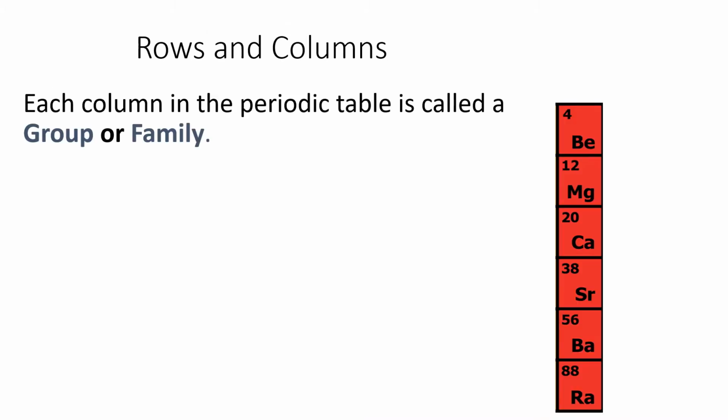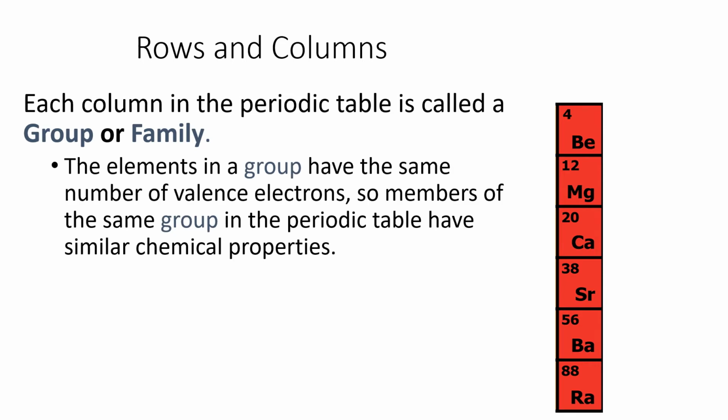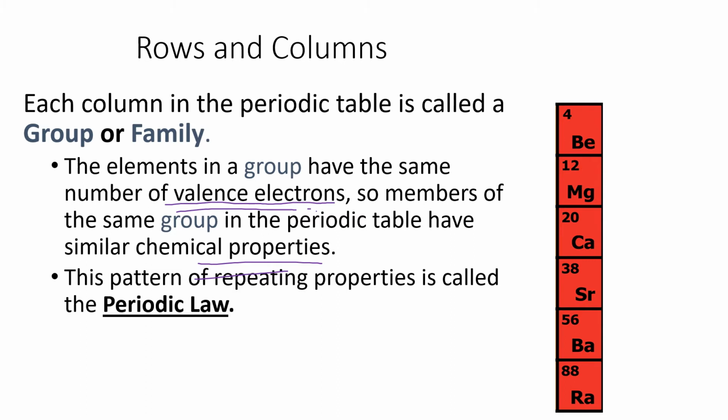So each group or column is called a family or a group. Those names are interchangeable, and every column has its own unique name. The thing that you have to remember about each of the columns is that the valence electrons are the same, therefore their properties are the same. This is what the periodic law states. It says that the patterns repeat as we add atomic number when we put them in order by the atomic number. This is our periodic law.